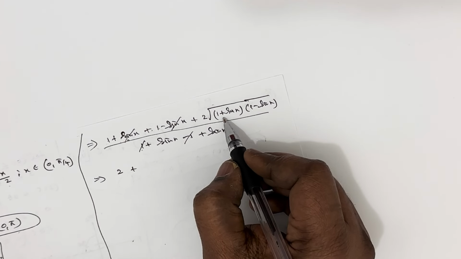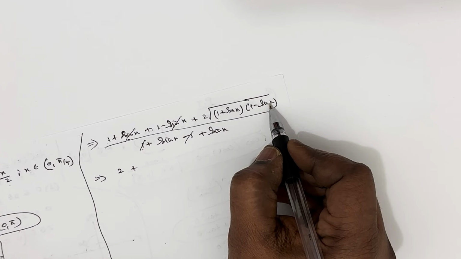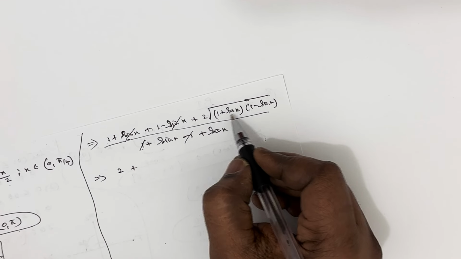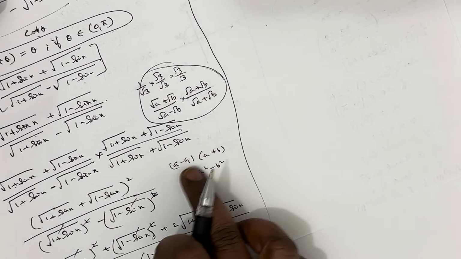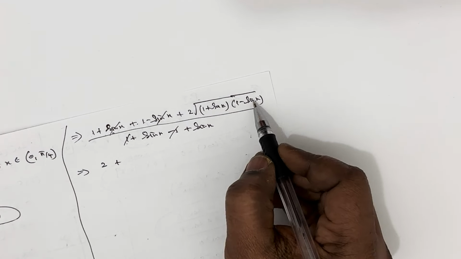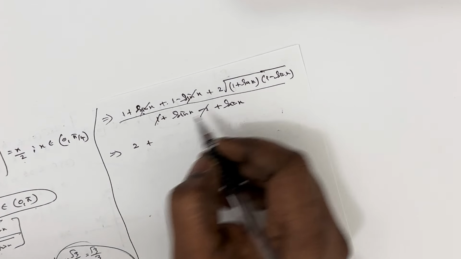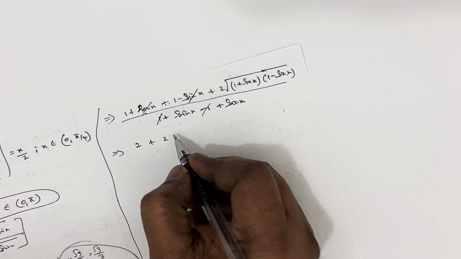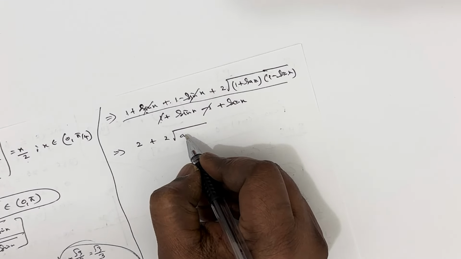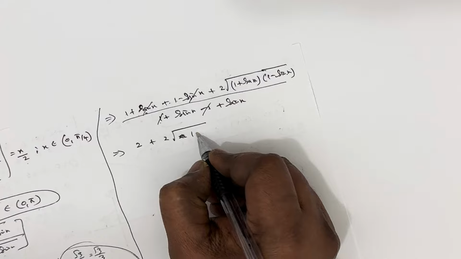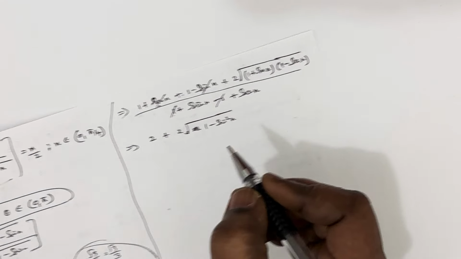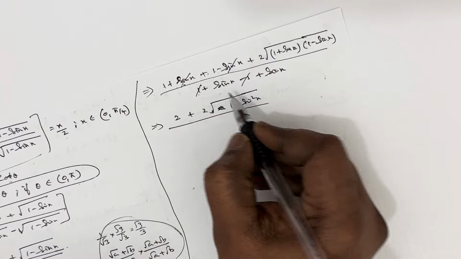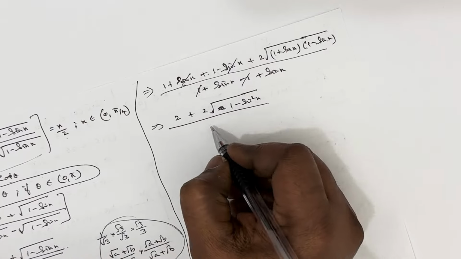This is again in the form a plus b into a minus b, so you can write a minus b whole square. Same form, a plus b into a minus b. So this can be written as root over 1 minus sine square x, whole divided by sin x plus sin x, which will become 2 sin x.